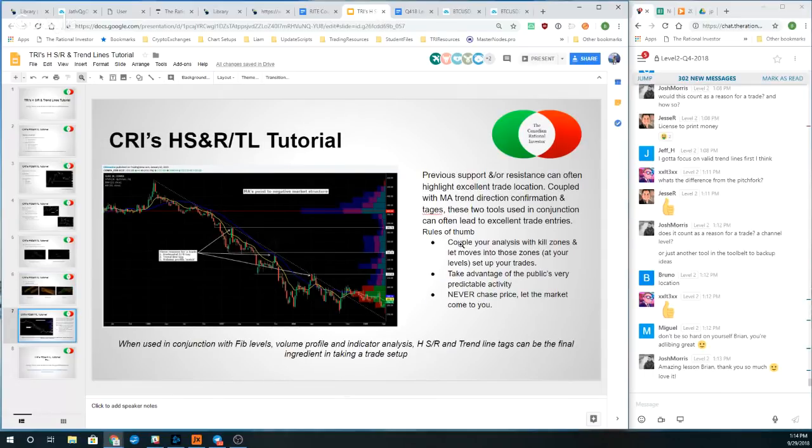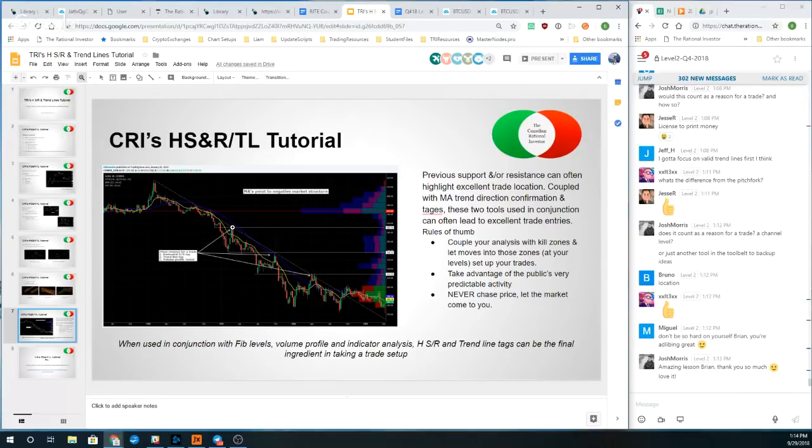So to summarize, previous support and or resistance can often highlight excellent trade locations, coupled with things like moving average trend confirmation in this particular case. And of course, we'll introduce you to this in our next module on moving averages, how we can use moving averages to validate trends. But in this particular case, we'll use a moving average trend confirmation tool to simply give us our bias of how we're going to trade. And then the two of them used in conjunction.